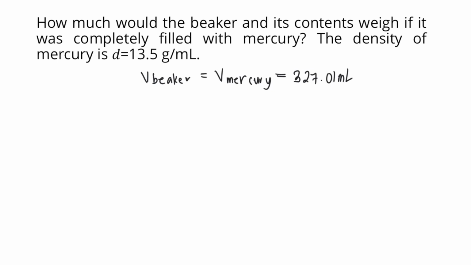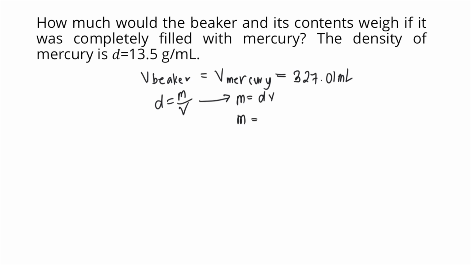Okay, now that we have the volume of the mercury, we can now solve the mass of the mercury. So remember again, we go to the formula for density. Density is equal to mass over volume. If we rearrange the equation and get the mass, mass is equal to density times volume. So let's get the mass of mercury.